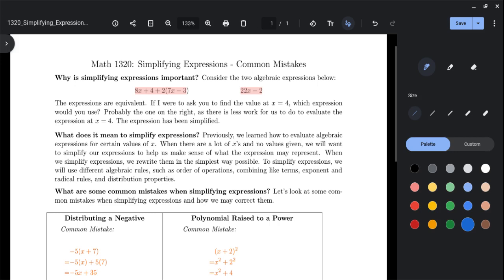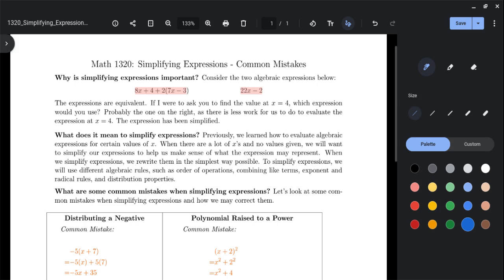So what does it mean to simplify? How do we do this? So in a previous video and worksheet, we looked at how we could evaluate algebraic expressions when we're given certain values of x. But in this course, we're not always going to be given specific values. And if we have a lot of x's, sometimes that can be very overwhelming to look at, a long expression. And so we want to simplify them to help us make sense of what that expression could represent in a certain context. And so when we simplify them, we're trying to write them in the simplest way possible.